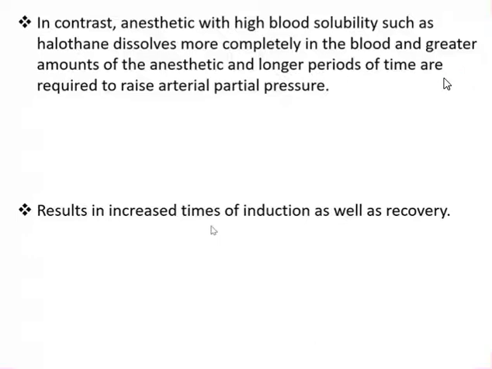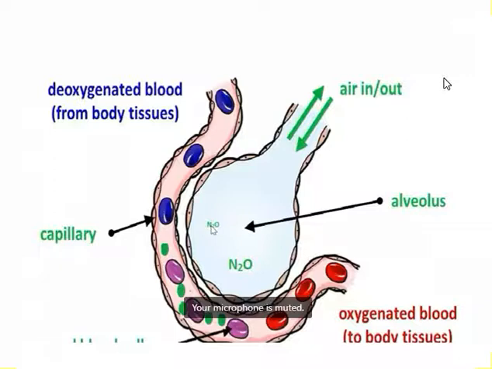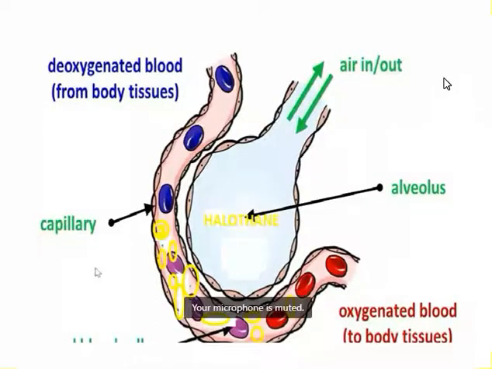So nitrous oxide, because it has a lower blood gas partition coefficient of about 0.47, will not remain in the blood compartment for a longer time, and therefore it will show a faster onset of action, whereas in contrast, with halothane there will be more halothane in the blood compartment for a longer period of time, so there will be slower onset of action and slower recovery also.